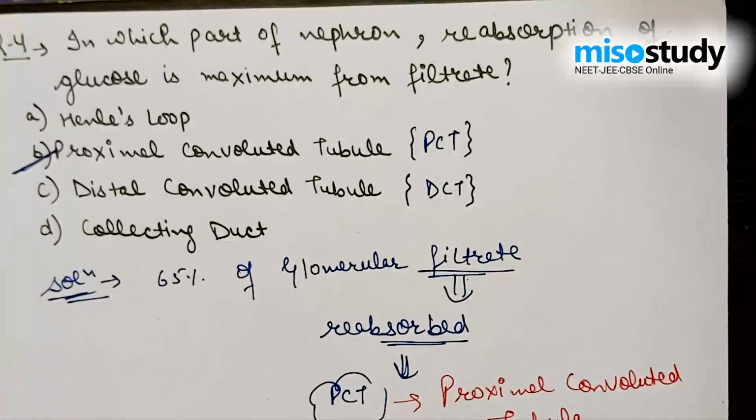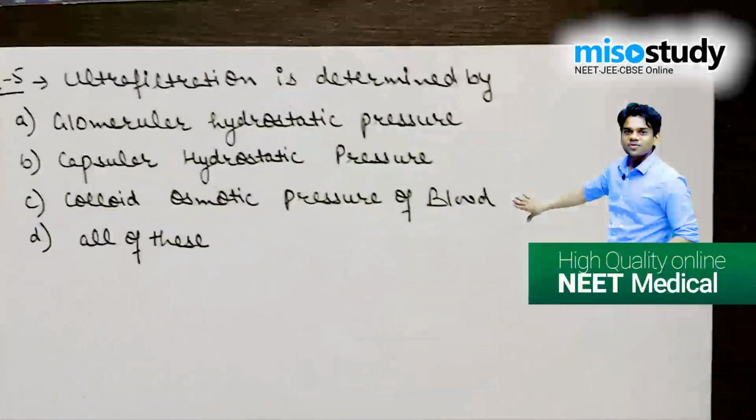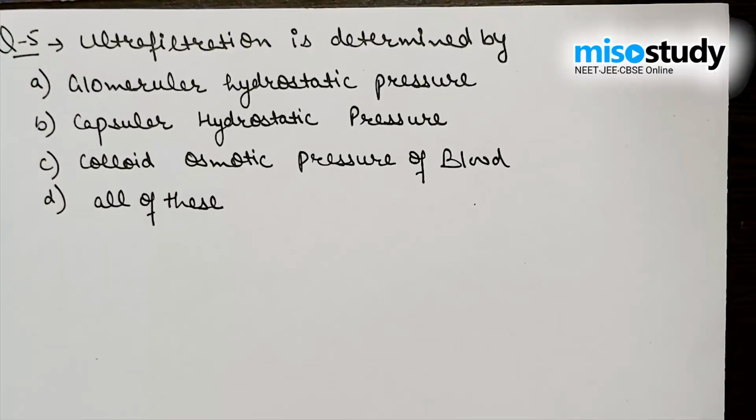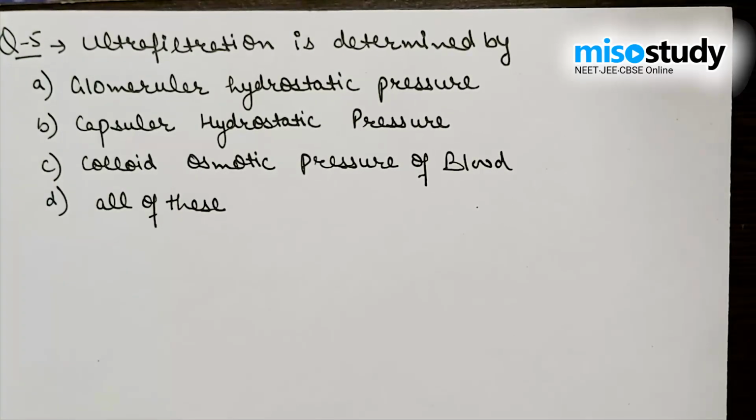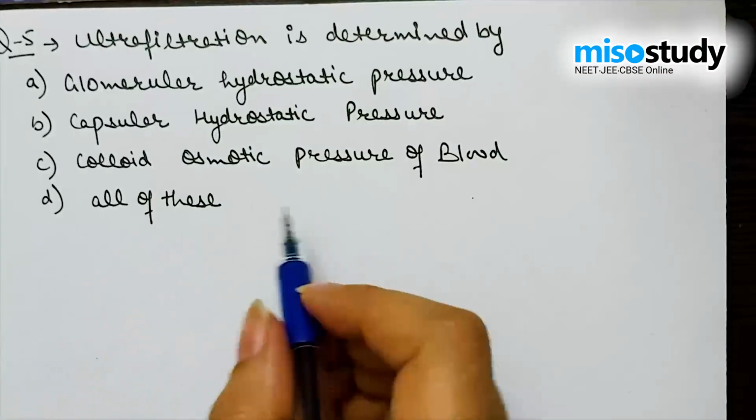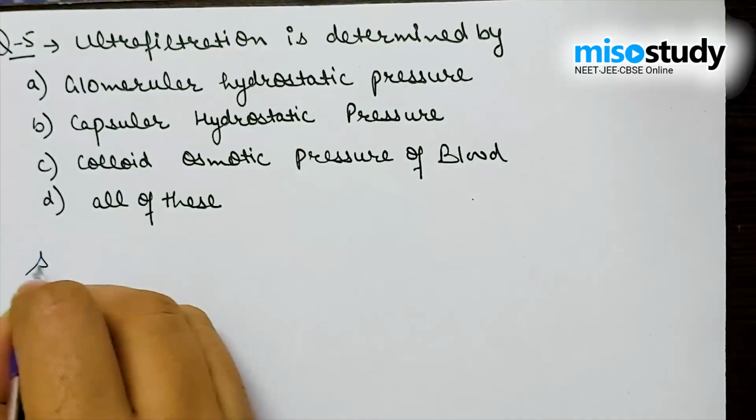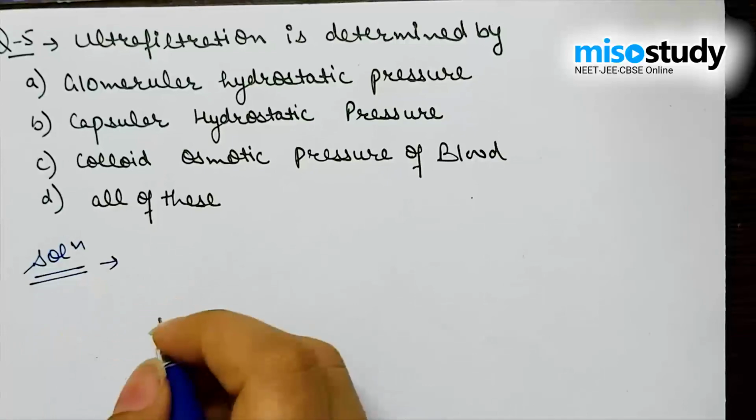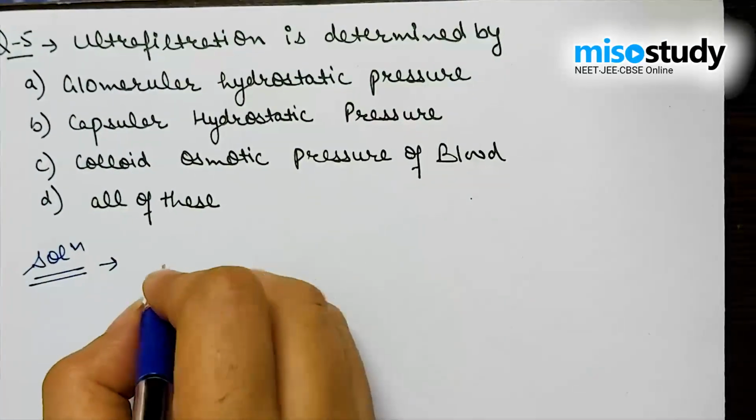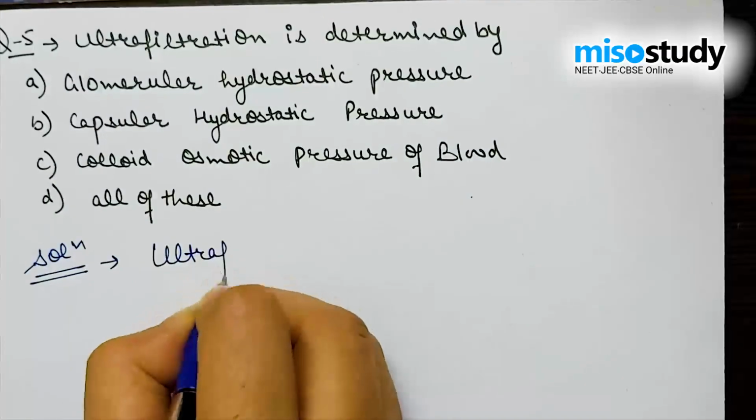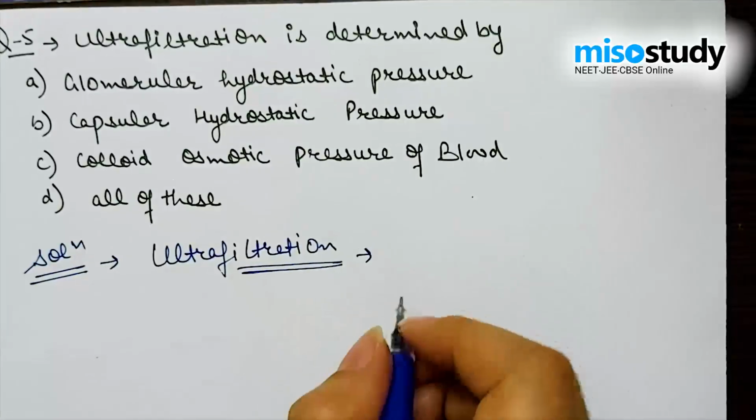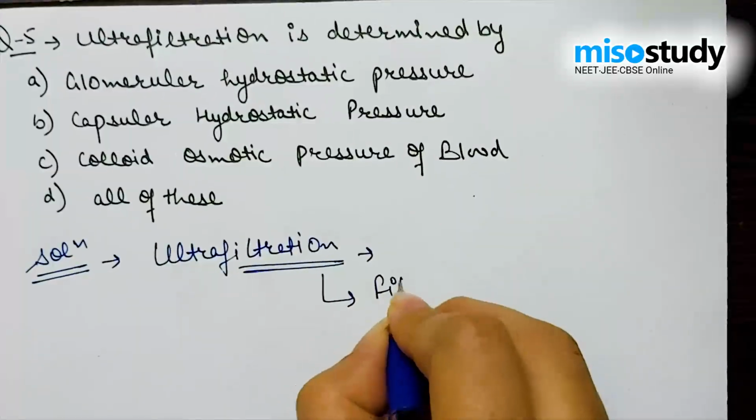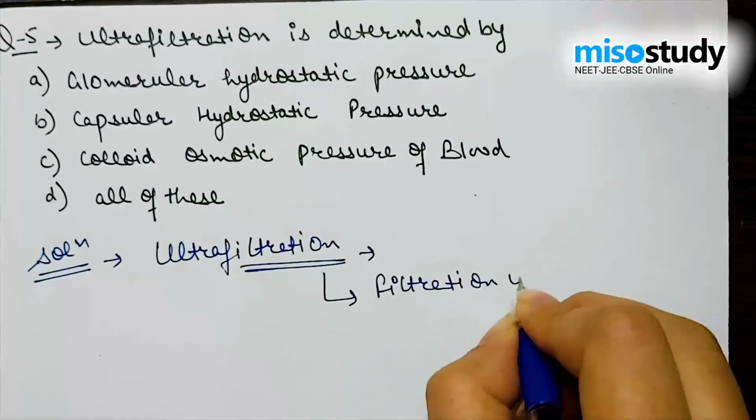Let's discuss the last one from the same section. Next question is, ultrafiltration is determined by option A, glomerular hydrostatic pressure, option B, capsular hydrostatic pressure, option C, colloid osmotic pressure of blood, option D, all of these. When we discuss ultrafiltration, we know that ultrafiltration is filtration under pressure.